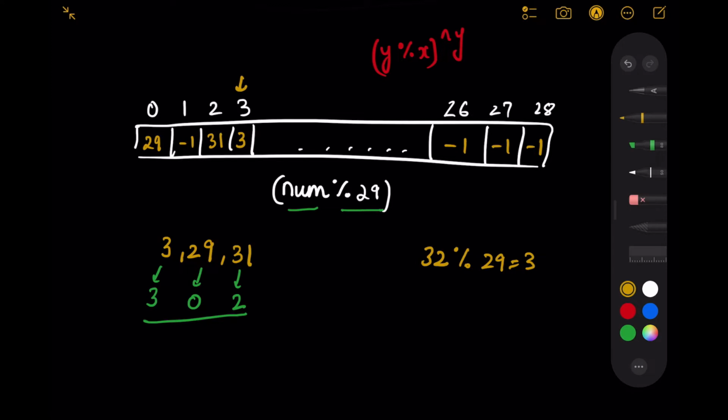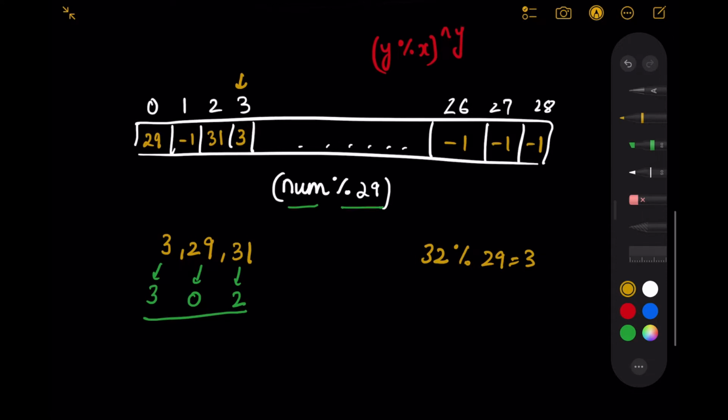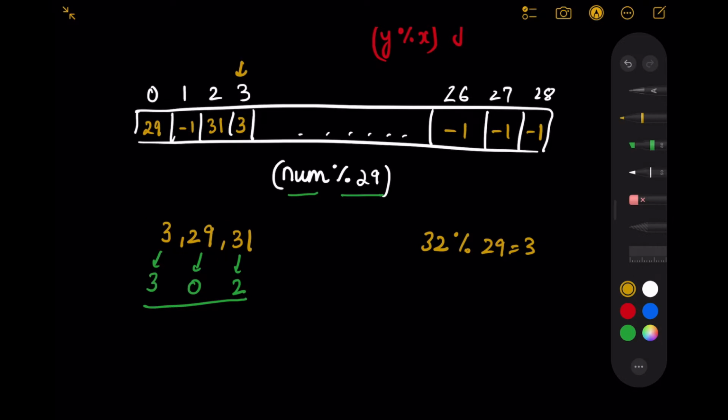So for instance, in this array of size 29, or in this set of size 29, I got multiple entries to insert, and two entries out of these multiple entries were 32 and 3, and now both 32 and 3 are going to be mapped to the same index 3. So how do we actually handle this case?